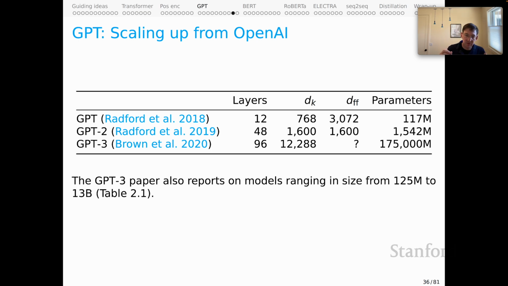GPT-2 scaled that up considerably to 48 layers, 1600 dimensionality for the model, and 1600 for the feed-forward layer, for a total of about 1.5 billion parameters. And then GPT-3 had 96 layers and a massive model dimensionality, over 12,000. As far as I know, we don't know the dimensionality of that inside feed-forward layer, but it might also be 12,000. And that gave rise to a model that had 175 billion parameters. By the way, the GPT-3 paper reports on models that are intermediate in those sizes. All of those models are from OpenAI.